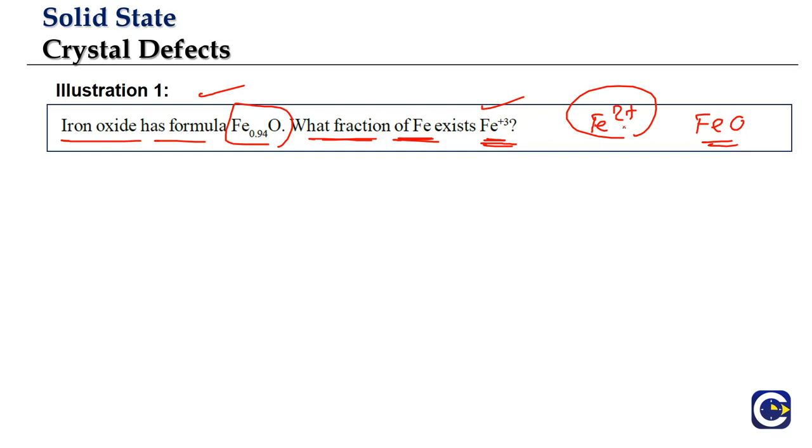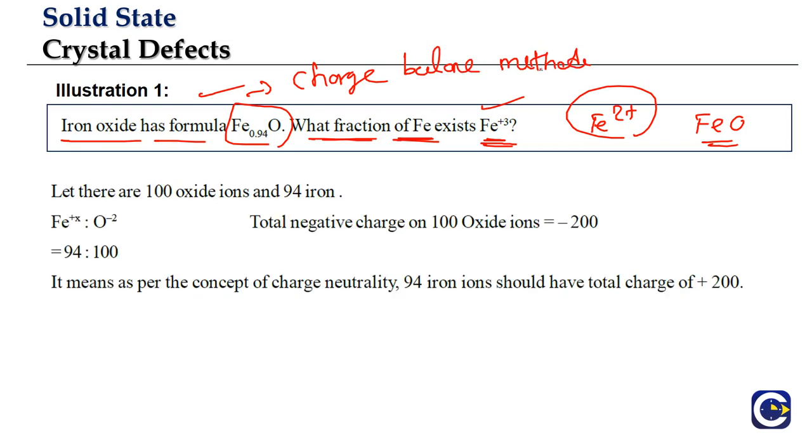We will do this kind of problems based on the idea of the charge balance method, or electrical neutrality method. So how do we approach it? Let us say that we have 100 oxide ions, and for that, the number of iron atoms is only 94. This comes from the composition: for every 1 oxygen we have 0.94 iron, so 100 oxide ions means there will be 94 iron atoms.